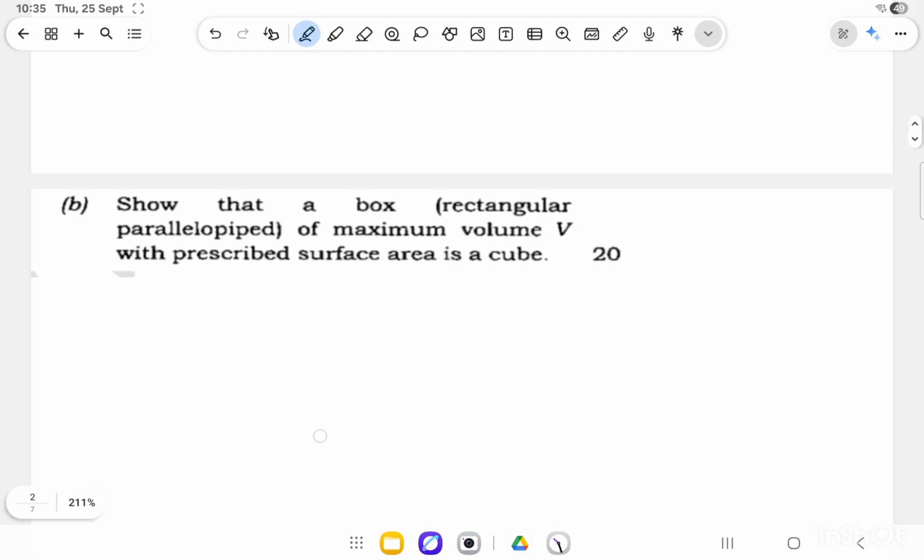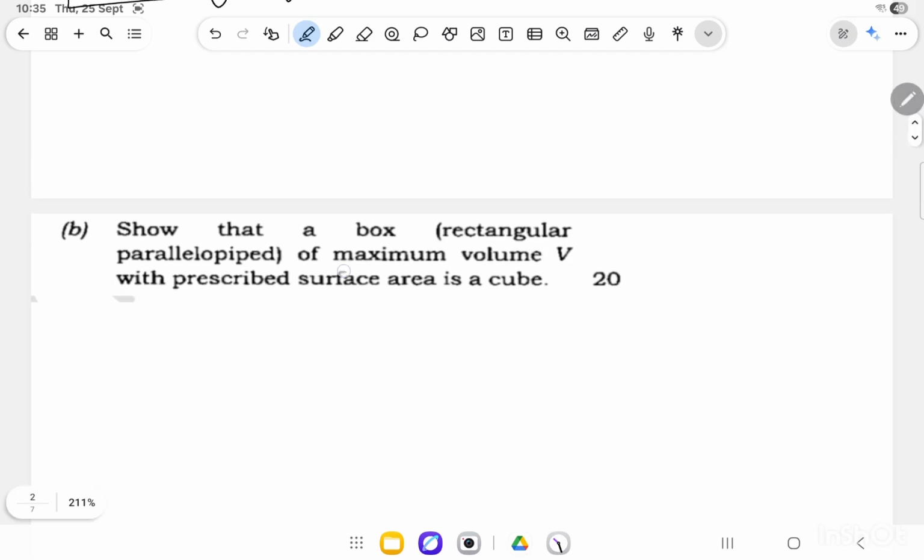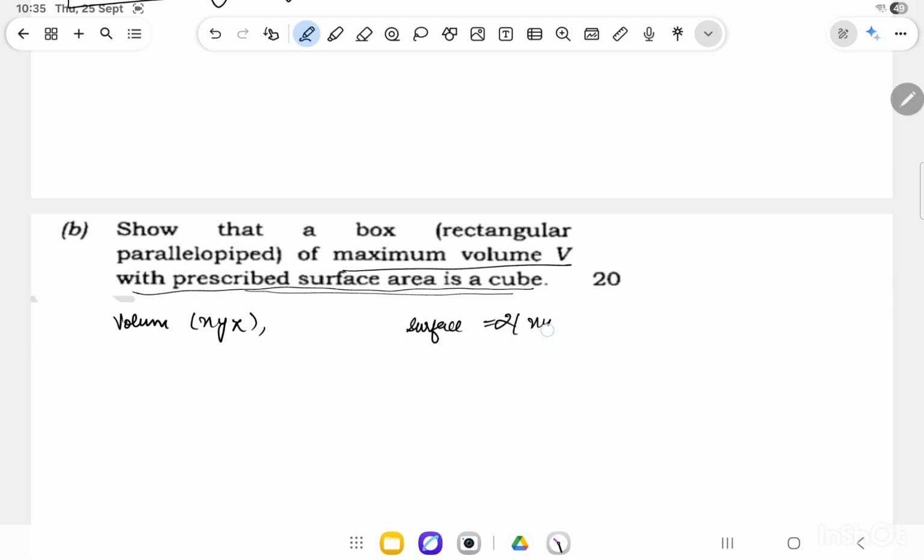It says show that a box of maximum volume V with prescribed surface area is a cube. So the surface area of a box is given, and its volume is maximum. So volume will be xyz, and with prescribed surface area, the surface area will be 2 times (xy plus yz plus zx). Let's say that it is equal to a.